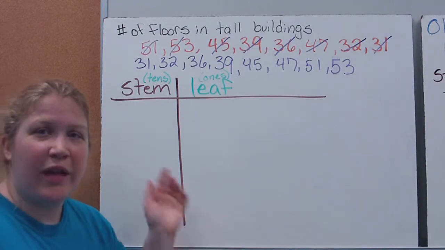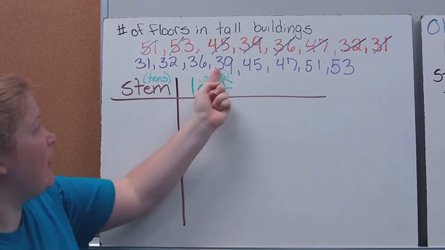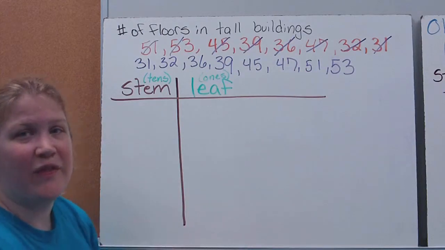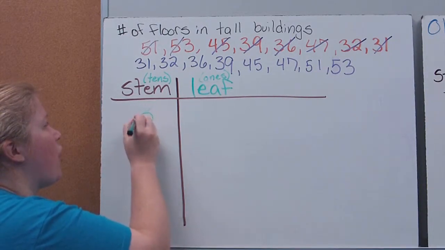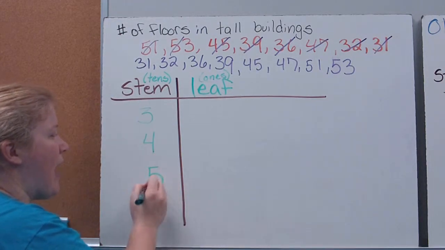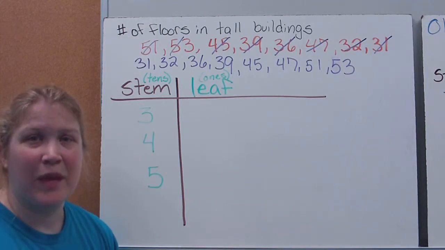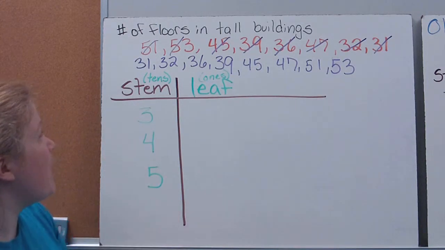So the first thing I want to look at is where are my stems? So basically I'm looking at the tens. I have a 30, a 40, and a 50, which means my stems are 3, 4, and 5. All right, so the tens spot gets listed under my stem. The leaves are then the ones spots of each of these.